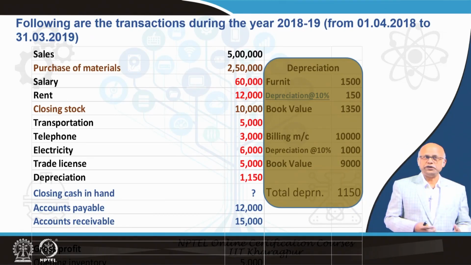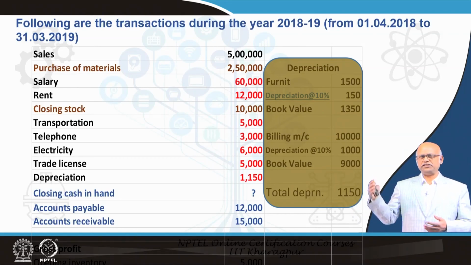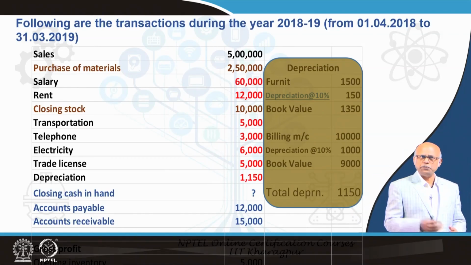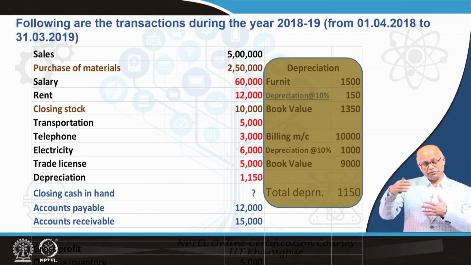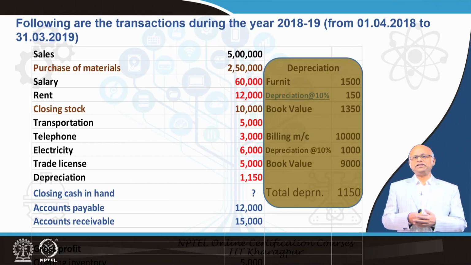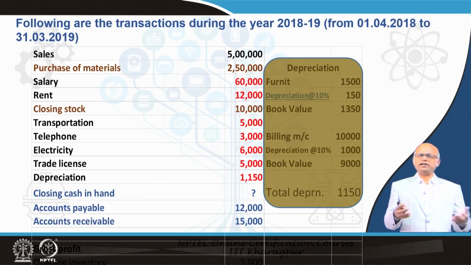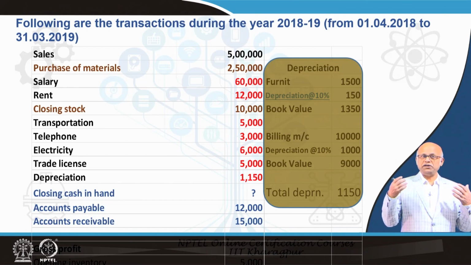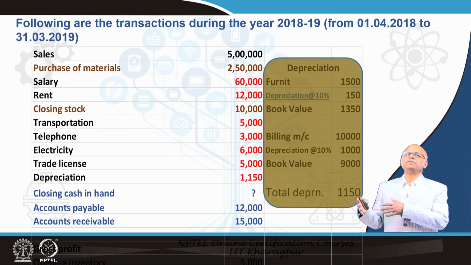Similarly, whenever you make a purchase, other than entering into the cash ledger or accounts payable ledger, you also enter into the purchase ledger. That is how the purchase ledger keeps on growing, and at the end of the year you can see the total purchase that you have made. Similarly, the salary ledger will show you the total salary paid during the year. Similarly rent, and closing stock, which is the stock that remains at the end of the business.